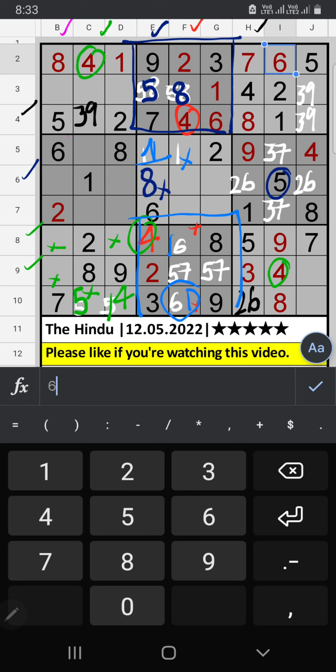Column B, we have 6. So 6 can't come in these cells. Then 6 is confirmed here. Since 6 is here, 6 can't come in the cell. 6 is confirmed here. Then 1 is here.